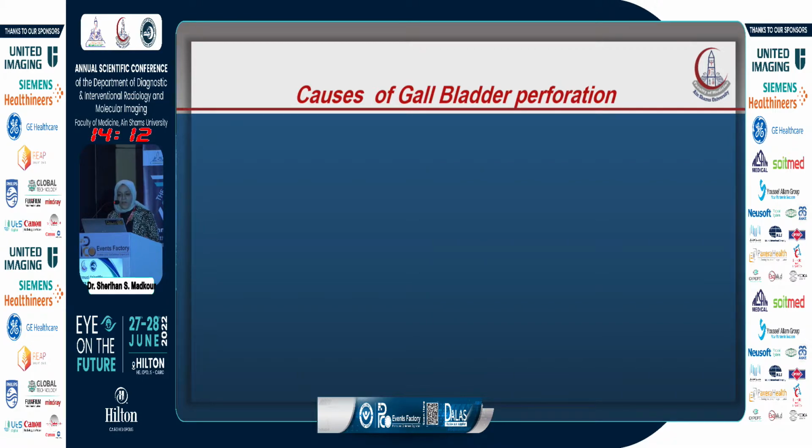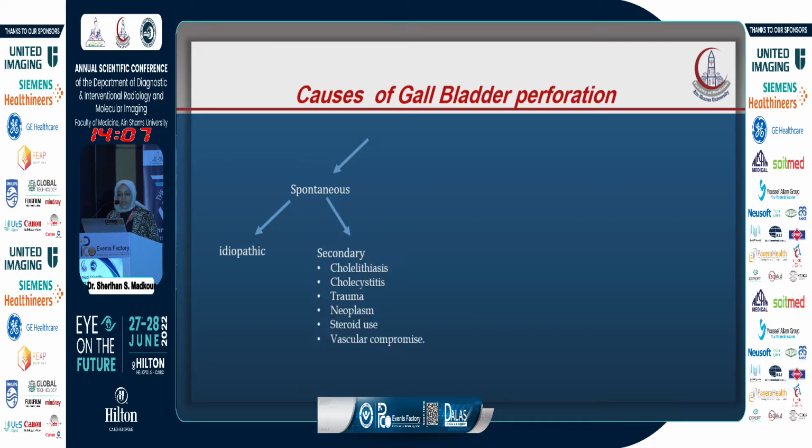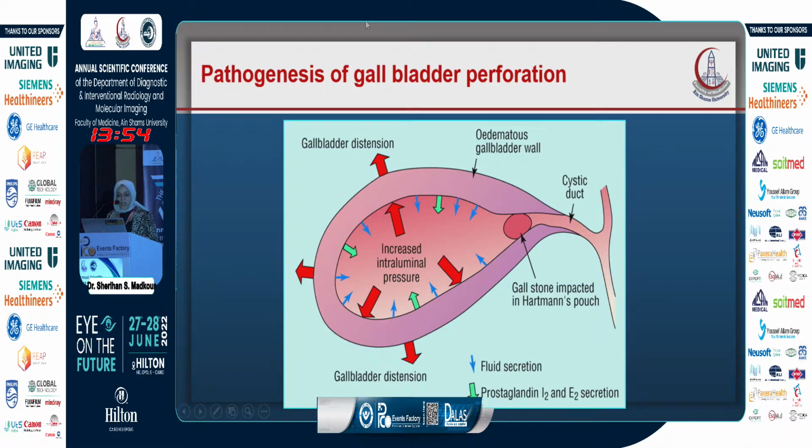Causes of gallbladder perforation: either spontaneous, which is idiopathic, or secondary to gallstone, cholecystitis, trauma, neoplasm, steroid use, vascular compromise, or iatrogenic causes. Pathogenesis of gallbladder perforation: a gallstone impacted in Hartmann pouch or the cystic duct causes increased intraluminal pressure, an edematous gallbladder wall and gallbladder distension, which lead to vascular compromise, wall necrosis, and perforation.